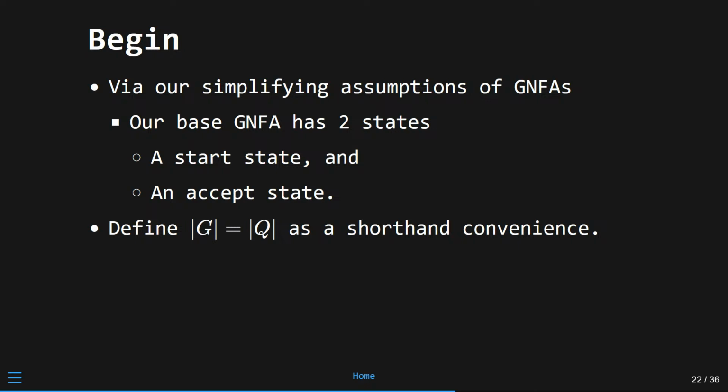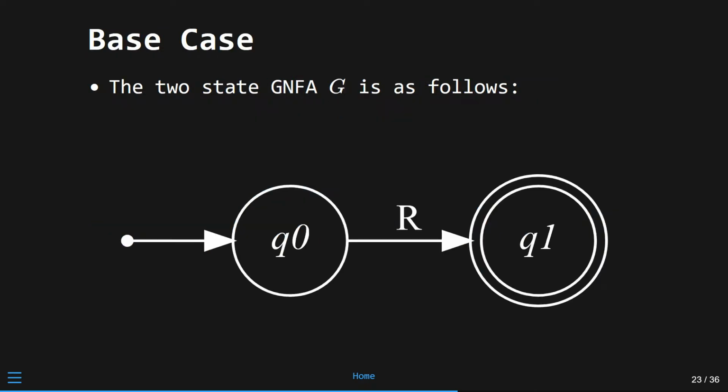On these slides, I'm going to use the shorthand that if I put cardinality on a machine, I'm referring to the number of states it has. I'm not referring to the fact that it is a tuple of length 6 or 5. I don't know how you count. So just be aware of that. Okay. So here is the base case. We have a 2-state GNFA. We're going to call it G. It has an initial state, Q0, and an accepting state, Q1. And its edge is labeled with R. What is R? Any regular language.